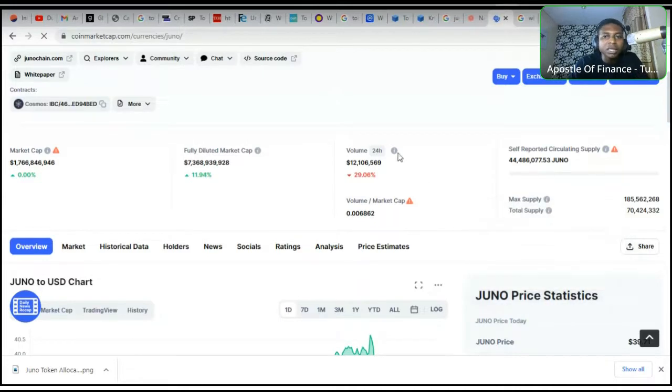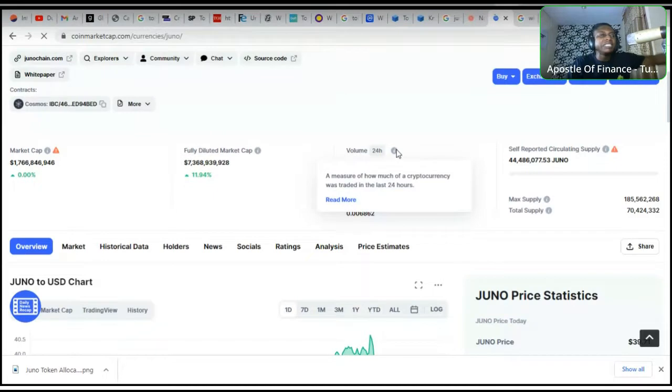Okay, then we look at the volume, a measure of how much of the cryptocurrency is being traded in a day. Volume is also very important because you want to look at growth in volume, right? So if the volume traded in January 2021 is still like the volume traded in January 2020, it's a red flag.